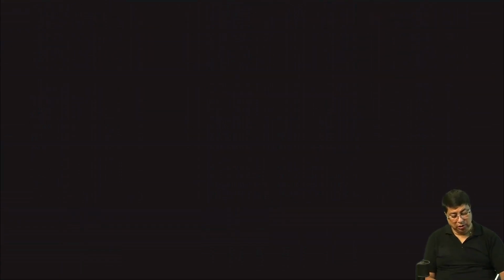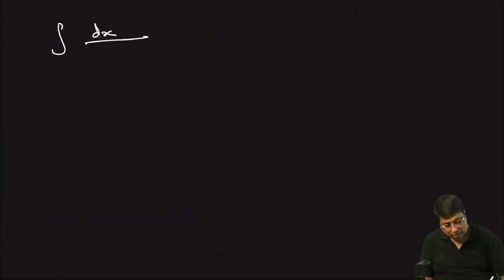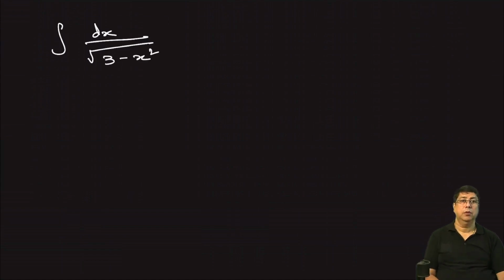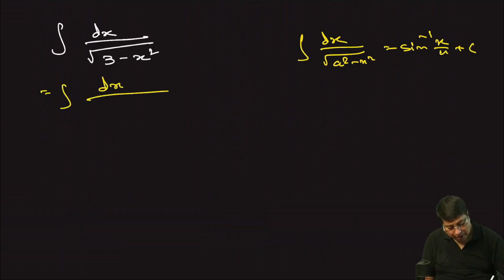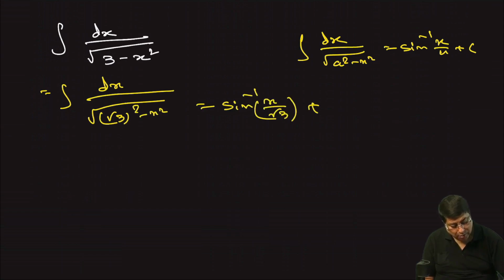One more example I am showing you, that is integration dx by root over of 3 minus x square. So that is the last formula, dx by root over a square minus x square. The formula is telling that dx by root over a square minus x square is sine inverse x by a plus c. So I am writing here dx by root over of root 3 square minus x square, that is sine inverse x by root 3 plus c.